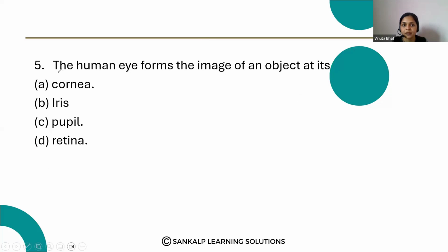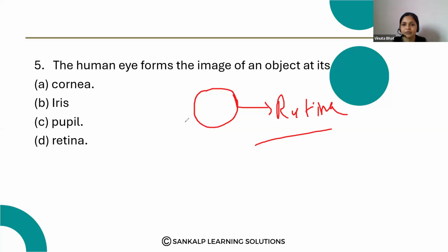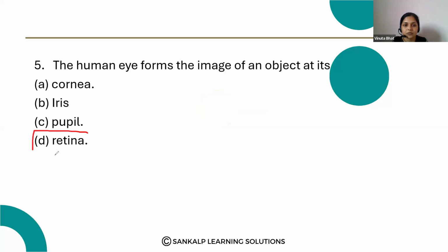Next question. The human eye forms the image of an object at its cornea, iris, pupil, or retina. So where does it form the image of an object? If you take the diagram of the human eye, this place is called the retina. The image is formed on the retina. Option D is the correct answer.